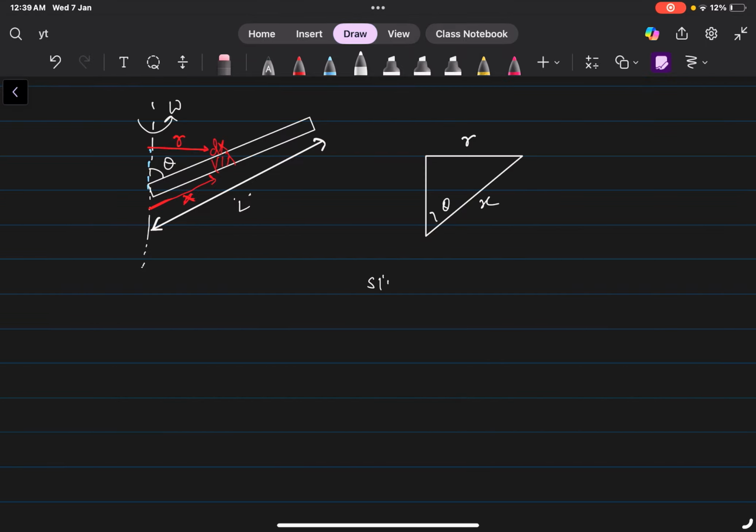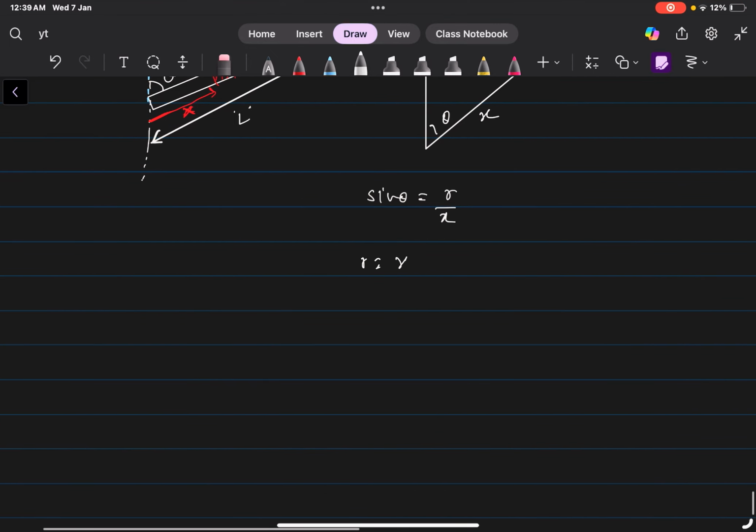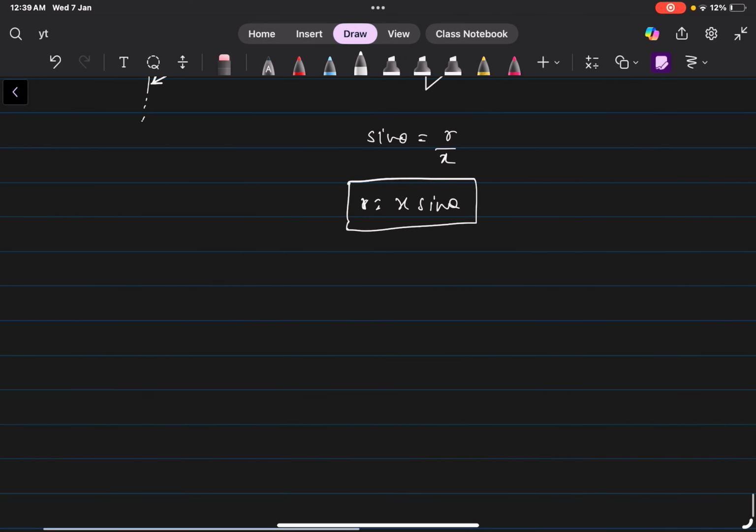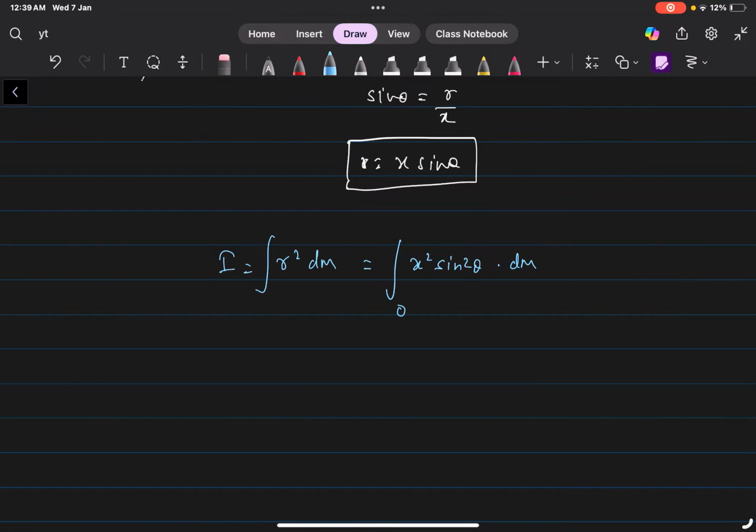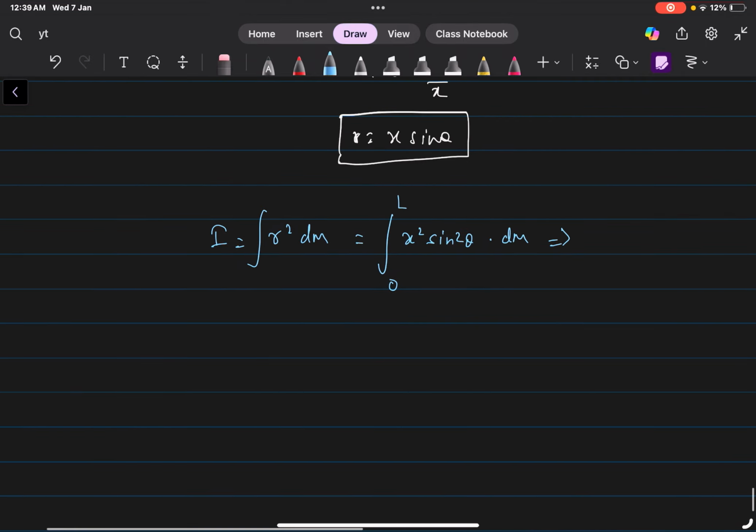So what is sine theta? Sine theta is equal to r by x. So r is equal to x sine theta. For the moment of inertia of this rod, we know the formula: I is equal to r square dm. So in place of r, that is x square sine square theta into dm. When we put the limits from 0 to L, what is the value here? Now what is dm here?